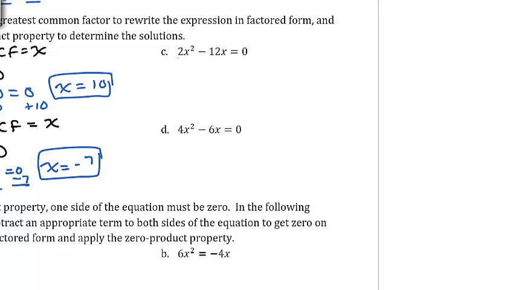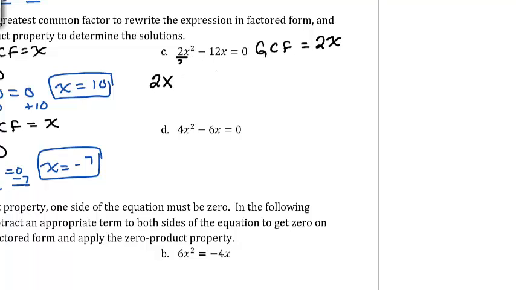Now on to example C. We have 2x squared minus 12x equals 0, and the first step is to find our GCF. Both 2 and 12 are divisible by 2, so the number that will divide both of them is 2. Then we have x squared and x, and you need to take the smaller of those, so that's just an x. So 2x is our GCF.